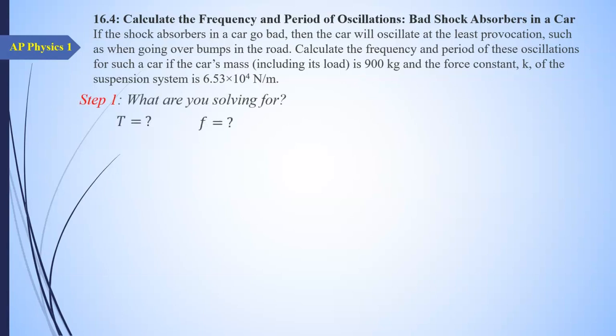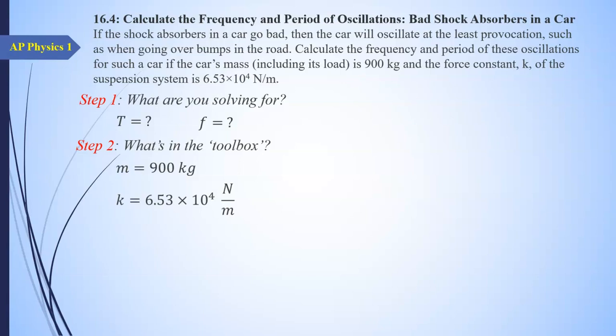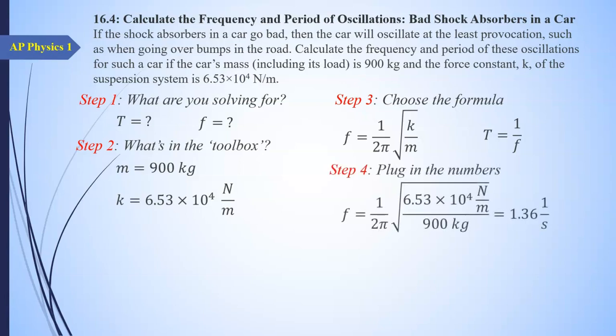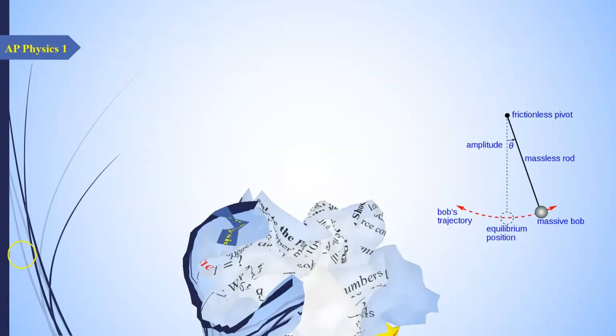So we're looking for the period and the frequency. What's in the toolbox? You're given a mass of 900 kilograms. You're given a spring constant. So we're simply going to plug those into the formula, and then we're going to take the reciprocal of that to get the period. There's the formula for the frequency, and it gives you 1.36 hertz, or 1 over seconds. The period is going to be the reciprocal of that, 0.74 seconds.